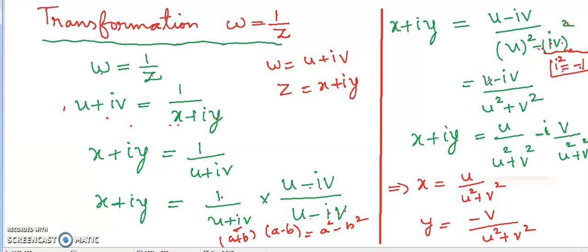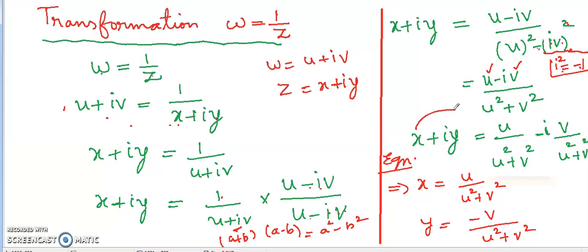Now split the term. First term is U, U by the denominator, minus I into V by the denominator. So splitting the terms we get U by U square plus V square minus I V by U square plus V square. Now equating real and imaginary parts.